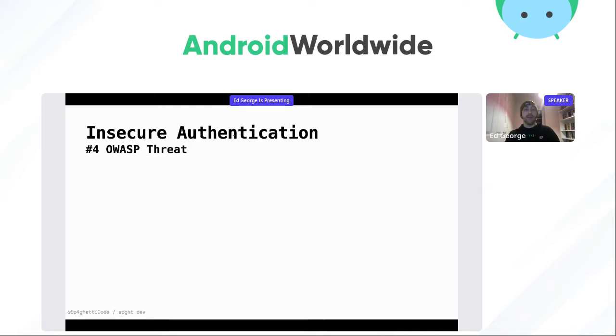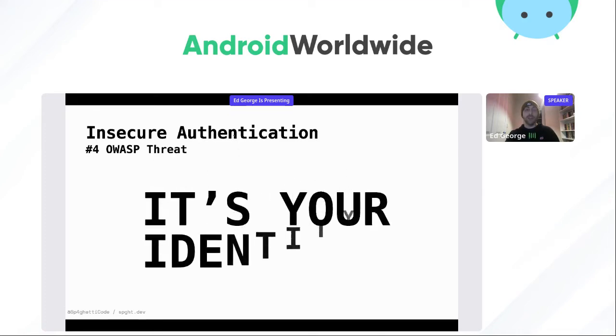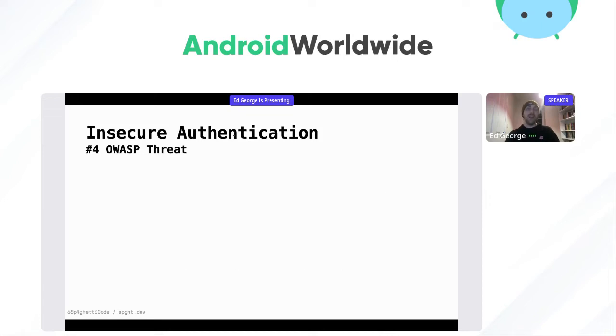The fourth threat that we will look at is called insecure authentication. And this one I think is, again, pretty self-explanatory. It's your identity. So what do I mean by that? I mean, when we talk about authentication, many times in our apps, our APIs will require some authentication.